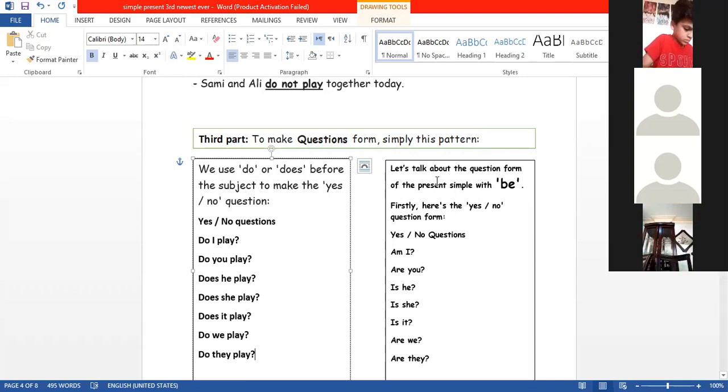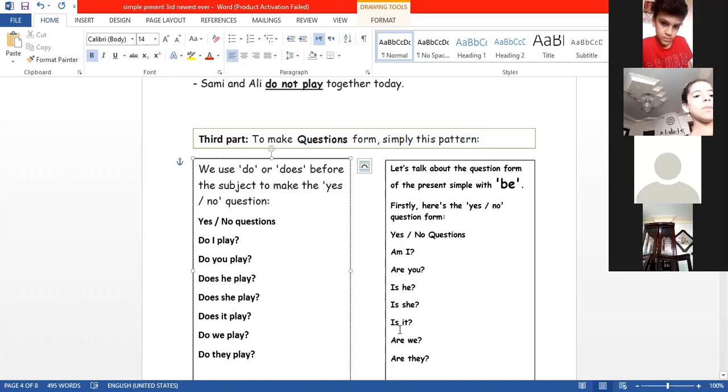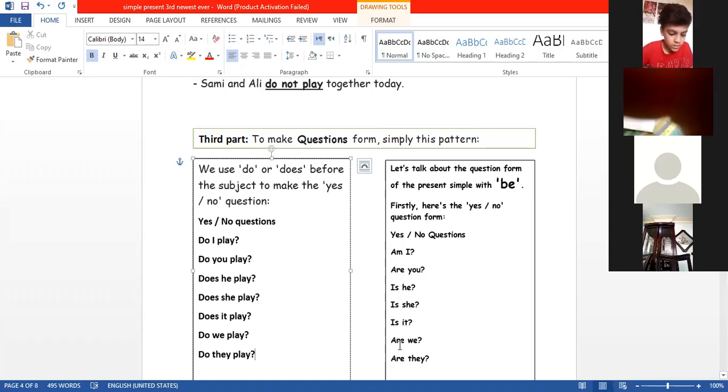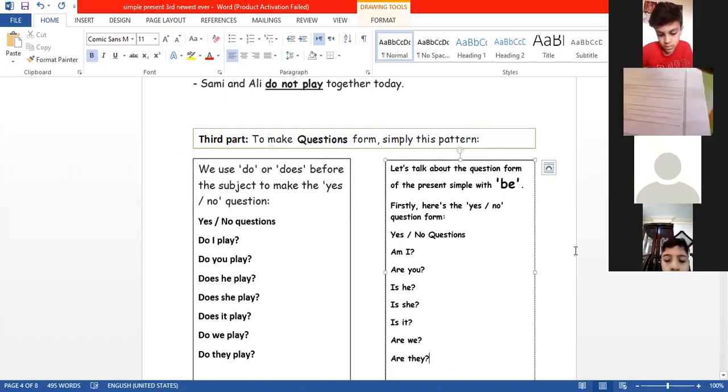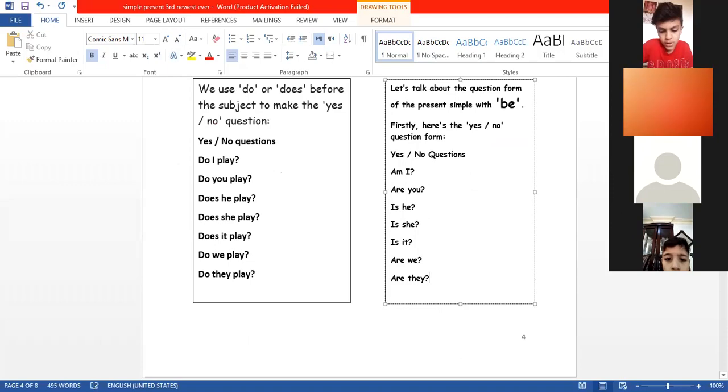So let's talk about the question form of the present simple with be here. Firstly, we have: Am I? Are you? Is he? Is she? Is it? Are we? Are they? Right, let's write this example.